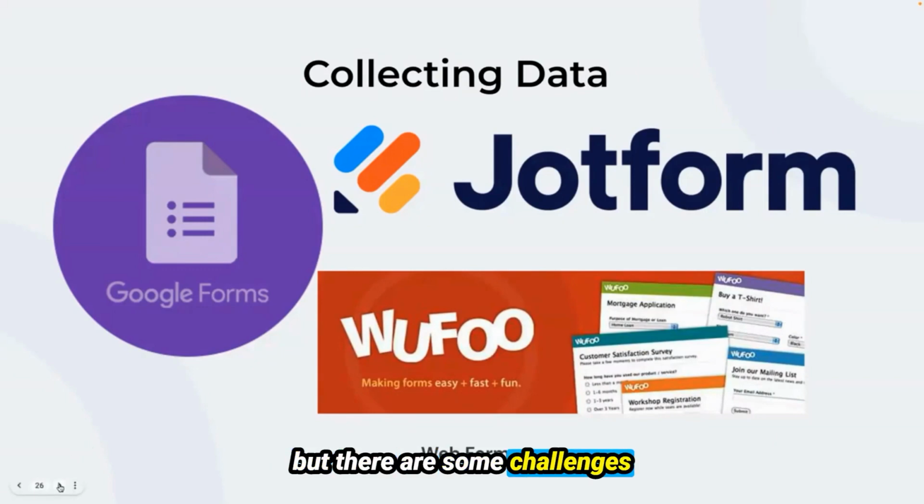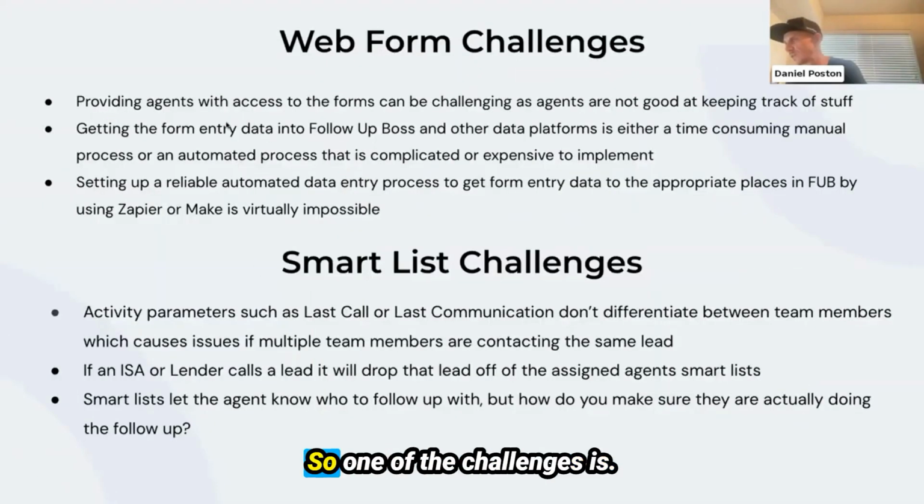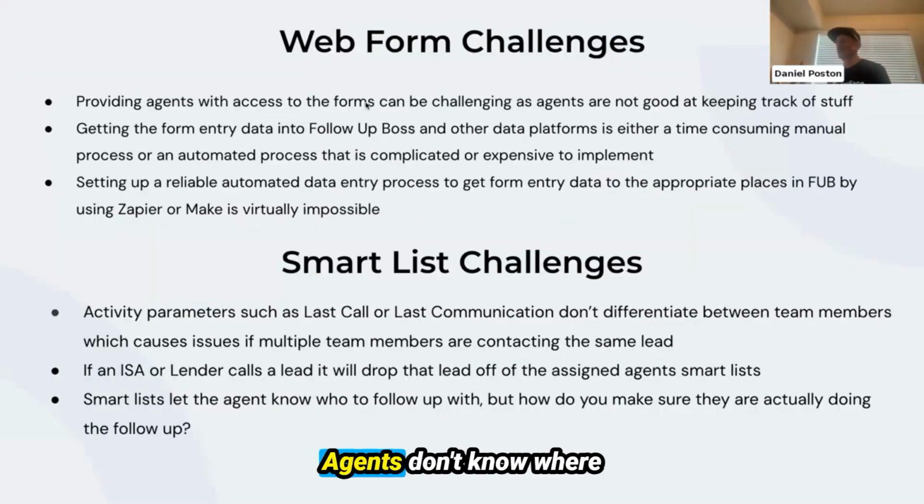But there are some challenges with using web forms. One of the challenges is agents don't know where the web forms are. You tell them to bookmark the appointment form or the listing form, and they don't. And now they're reaching out to your admin team to figure out where the right form is that they need to fill out now that they have a listing. Getting the form entry data into Follow Up Boss is either a time-consuming manual process or it's an automated process that's complicated or expensive to implement. And if you're using Zapier or Make to implement that automation, really, it's not a reliable process.